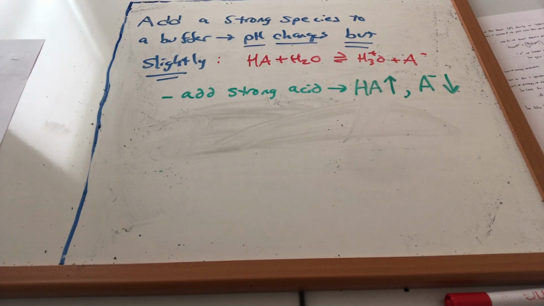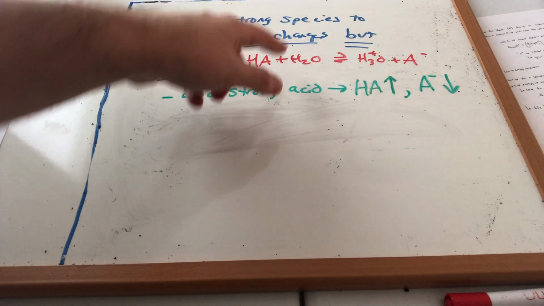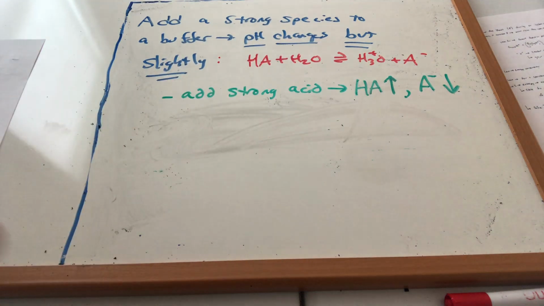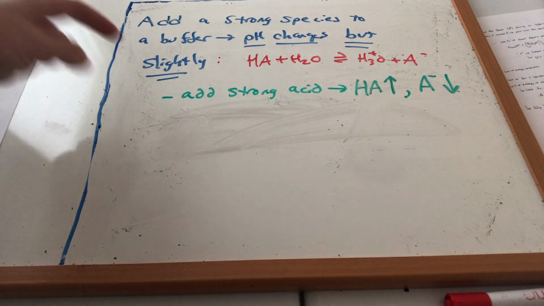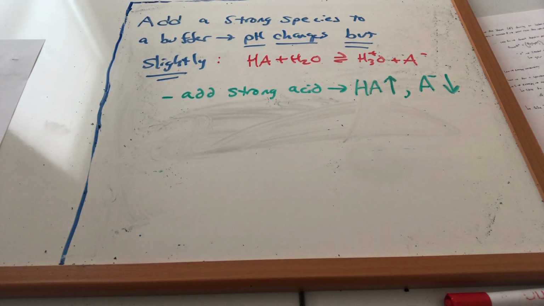The last topic in the context of buffers is what happens when we add a strong species to a buffer. The pH definitely changes, but it only changes slightly, right? So we know we can dump a strong species into a buffer and it resists changes in pH, but what if those slight changes are things that we actually need to calculate? Or what if we just want to adjust the pH of our buffer?